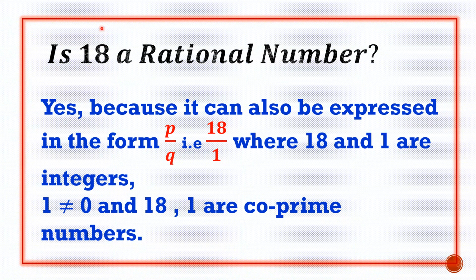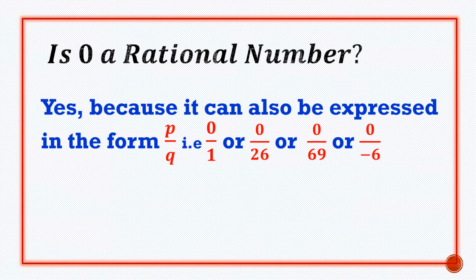Here comes my next question. Is 18 a rational number? Well, we know very well that every number can be represented with the denominator 1, as 18 over 1. So yes, it can also be represented in the form P by Q, that is 18 over 1, where 18 and 1 are integers, 1 is obviously not equal to 0, and 18 and 1 are co-prime numbers. So yes, 18 is also a rational number. My next question is, is 0 a rational number? 0.